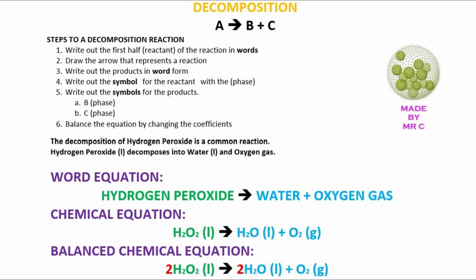So in the products, we now need to make sure we've got 4 hydrogens and 4 oxygens. By putting a 2 in front of the H2O, we now have 2 times 2 hydrogens plus 2 times 1 oxygens in the water and 1 times 2 oxygens in the oxygen gas. So in the products, we have 4 hydrogens and 2 plus 2, which is 4 oxygens. Now the equation is balanced.